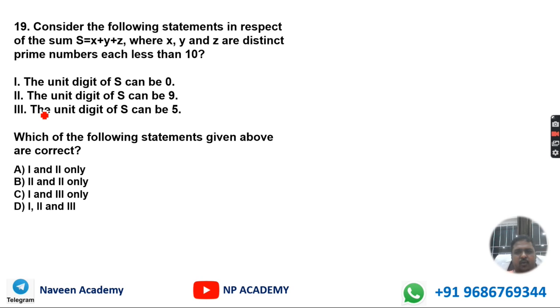Okay, so this problem looks difficult. It does not look difficult, my dear friends. The problem is lengthy sentences, that's all. Okay, so consider the following statements in respect of the sum S equals x plus y plus z, where x, y, z are distinct prime numbers, each less than 10. See, they given, my dear friends, S equals x plus y plus z, and they told x, y and z are distinct prime numbers, all are prime numbers and all are less than 10.